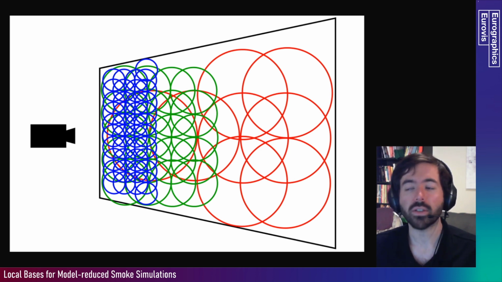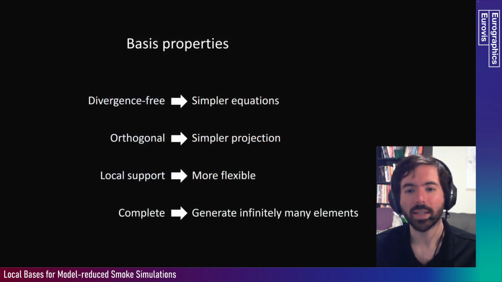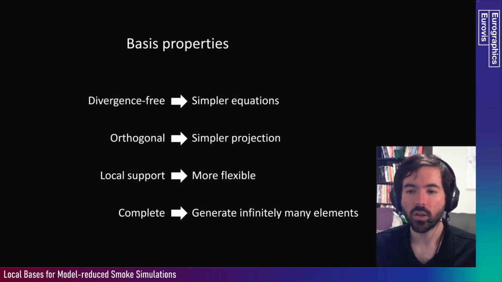So if we summarize the basis properties that we want: a basis that is divergence-free to simplify the Navier-Stokes equations, that is orthogonal to remove the matrix inverse in the projected equations, and that has local support to give us more flexibility and control. And additionally, we want a basis that is complete, by which we mean that we want to be able to generate as many basis elements as we want.